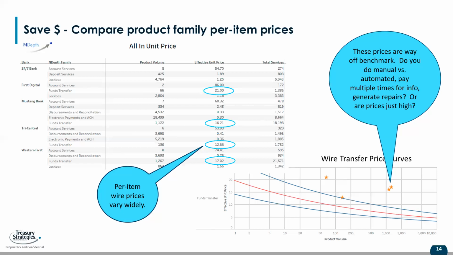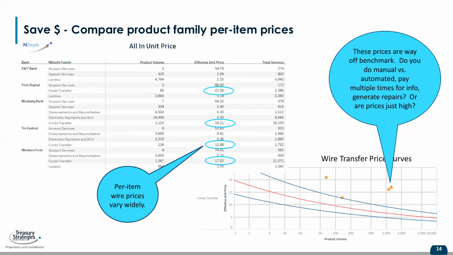Is somebody in the company doing wires and they're not really paying attention to the formats, and they generate wires that have to be repaired, which is really costly? Or are the prices at these banks just high? You know, we don't know the answer, but what we know is that there's something worth investigating here.